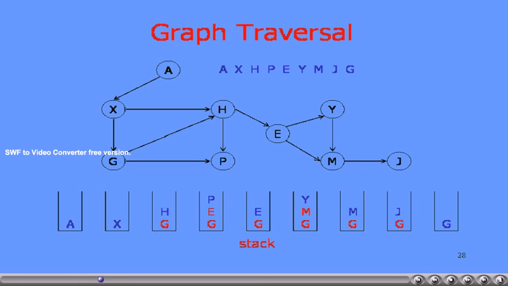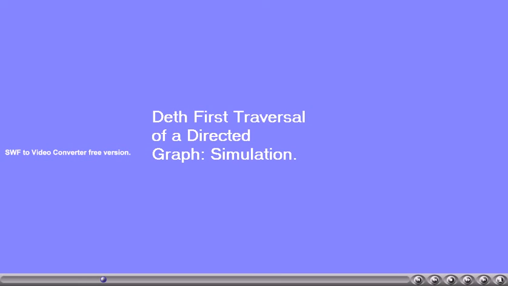The output of this graph traversal is A, that is the node first made as visited, then X, that is the node which is made as visited next, like that H, P, E, Y, M, J, G. This is the depth first traversal of this given graph. In the following slides, we will demonstrate how the depth first traversal on a graph can be carried out using recursive function calls.